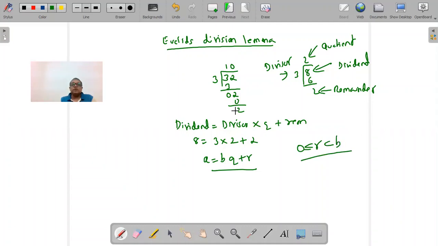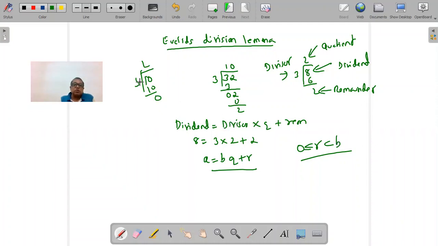Now what is the meaning of this? Remainder will never come negative. The lowest number can be 0. If I am dividing 10 by 5, 5 twos are 10, I get the remainder 0. I will never get a negative number, right? So the remainder will always be 0 or more than 0, greater than or equal to 0, and less than B. What is B? B is the divisor.